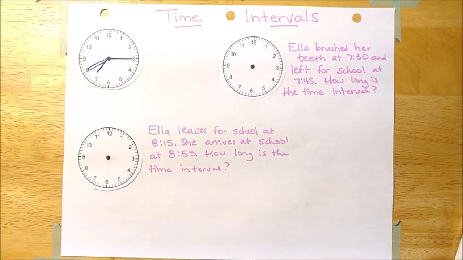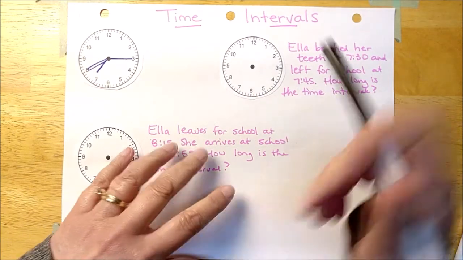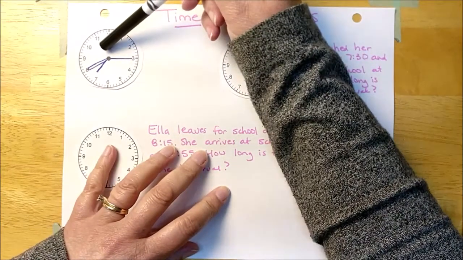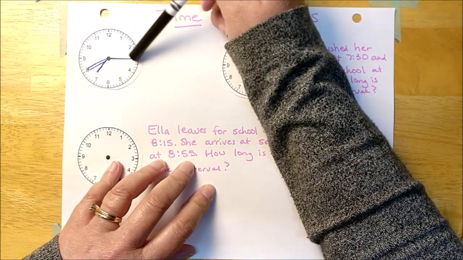We're back with math today, and today we are talking about time intervals, and this is a really big lesson, so we're going to split it into two parts. Today we're going to do the first part of time intervals, and tomorrow we're going to do the second part. So I have an analog clock here, and this clock shows 7:15.